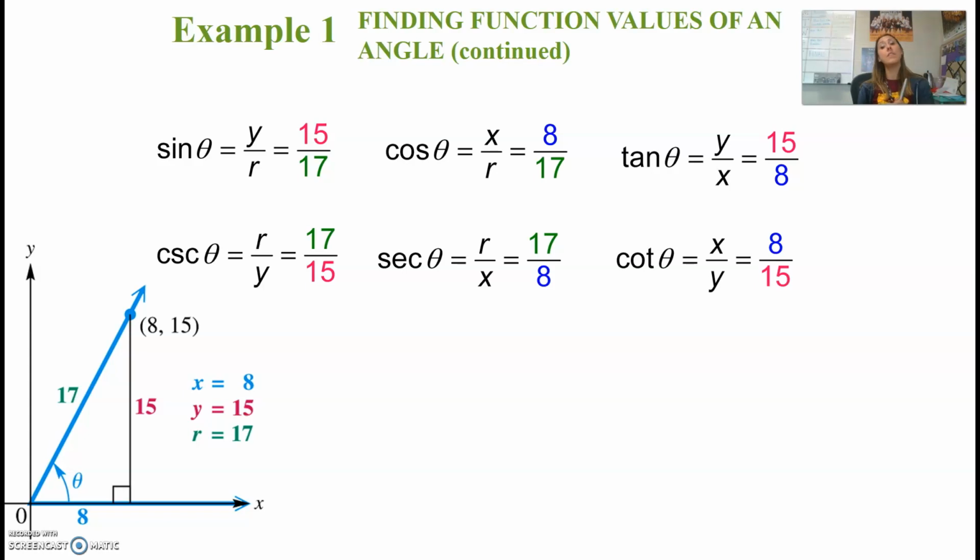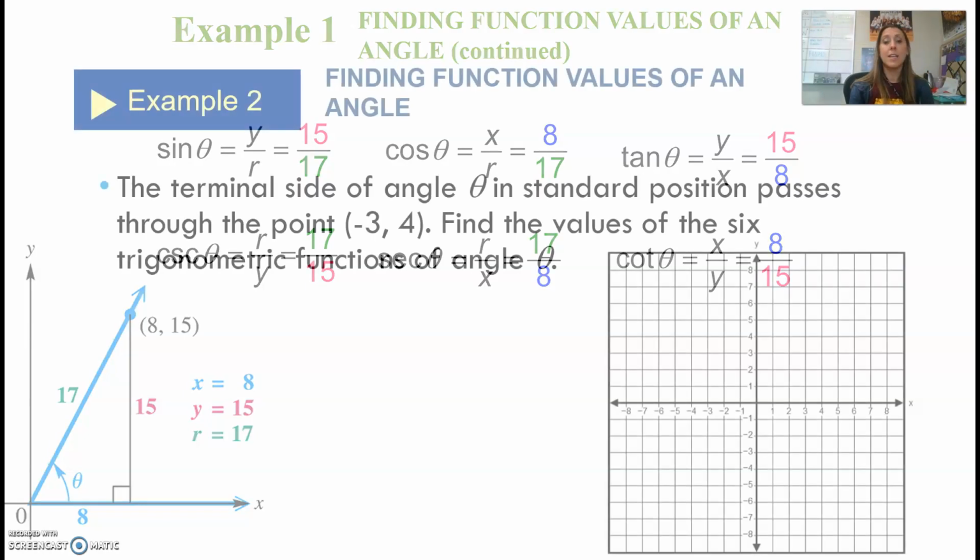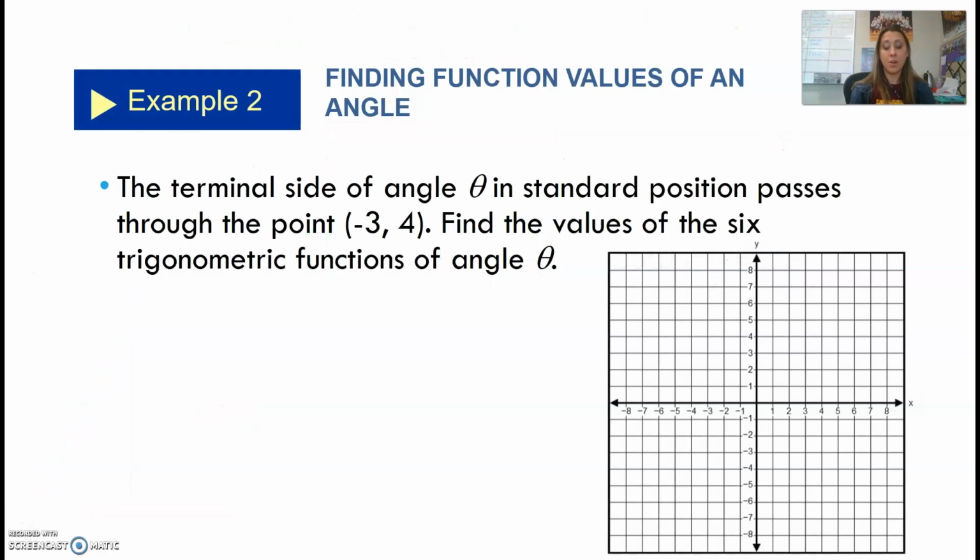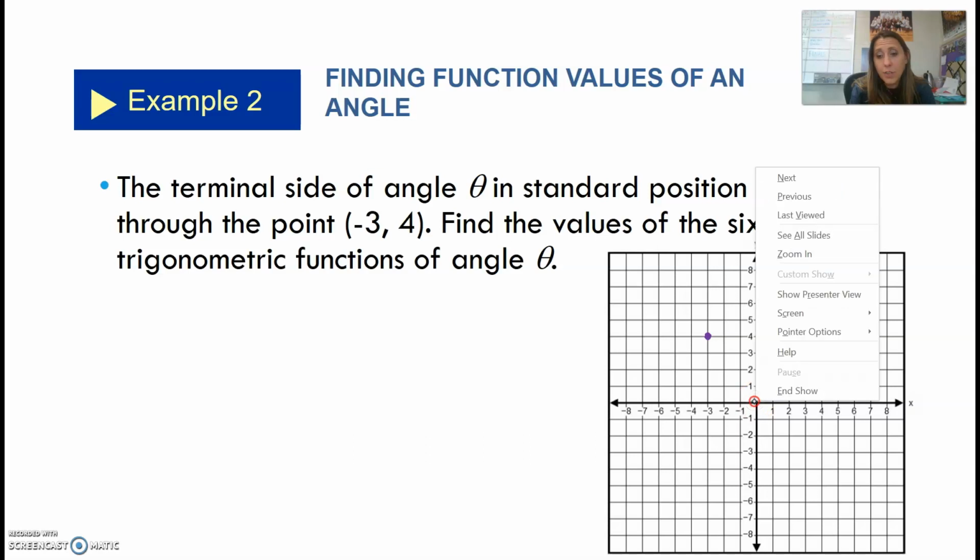All right, so now I have an example of starting from scratch where the triangle isn't given. So we are going to draw this triangle. We know that we have a terminal side of an angle theta in standard position that passes through the point. So let's see, we have negative 1, 2, 3, up 1, 2, 3, 4. So there's my point. I'm going to draw my ray through, starting from the origin.